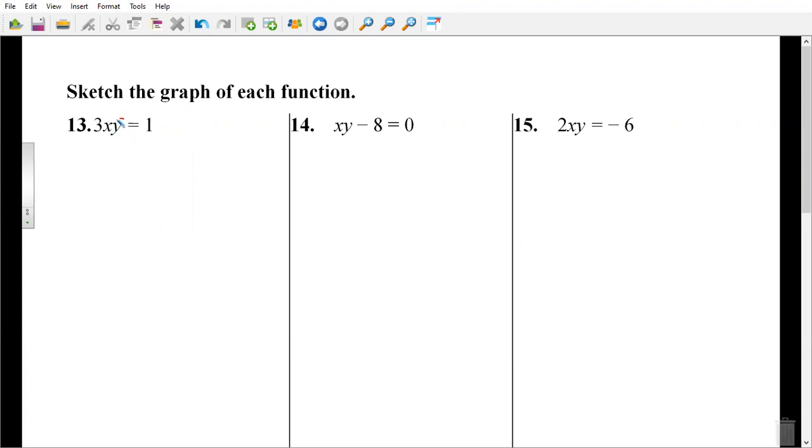So here, our goal is to get y by itself, right? So if I need to get y by itself, I'm going to divide by 3x. Does that make sense? So I'm going to divide by 3x. And what I do to one side, I do to the other. So we have y equals 1 over 3x.